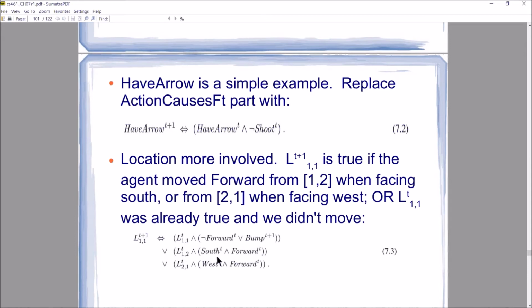Or if you were facing south at turn t and you moved forward at turn t, and you were at turn t in square 1 2, then you're going to end up in square 1 1 one turn from now, t plus 1. Or another way you could get into square 1 1 a turn from now is if you were in 2 1 and you were facing west and you moved forward the turn previously. So you can look at it both ways. The L 1 1 with the t plus 1 up here is the result of any one of these actions from one turn prior: either this action, or this action, or this action.